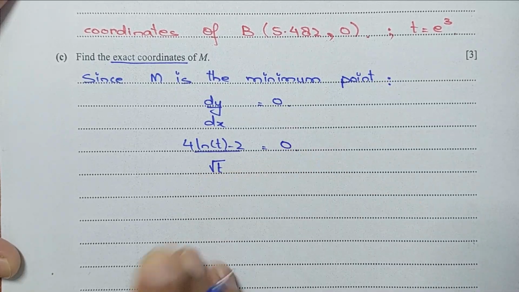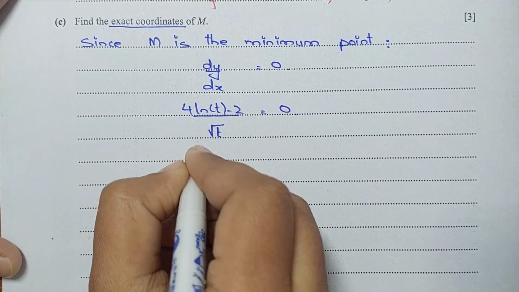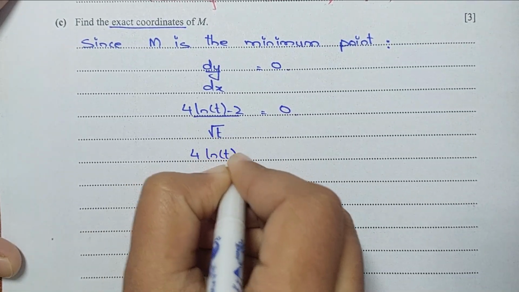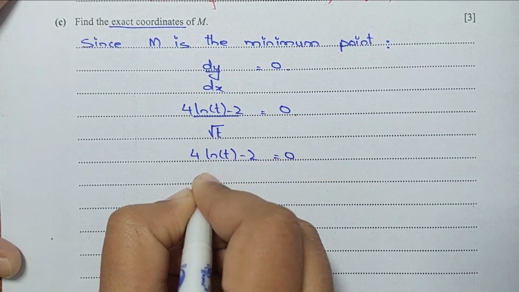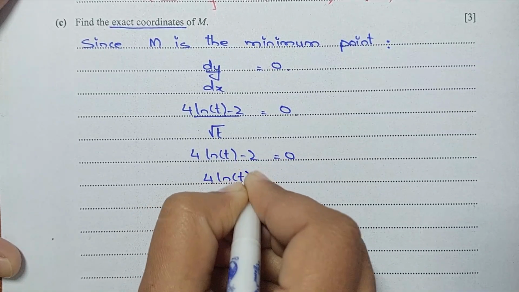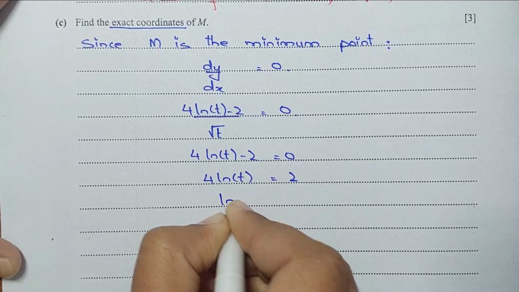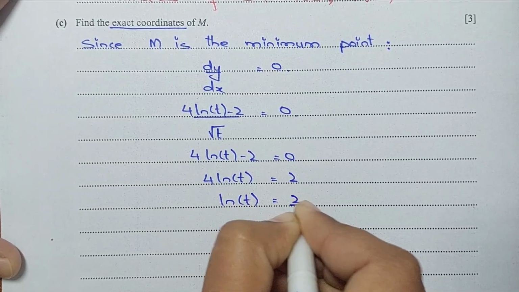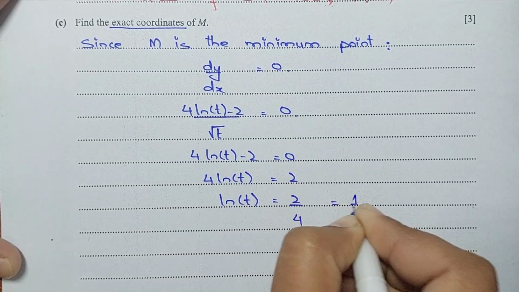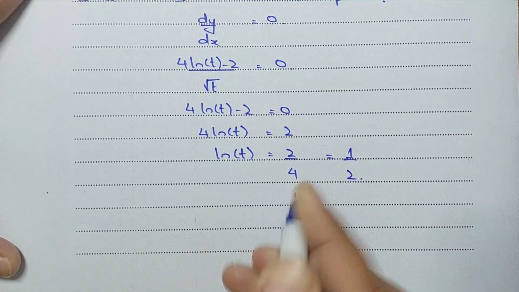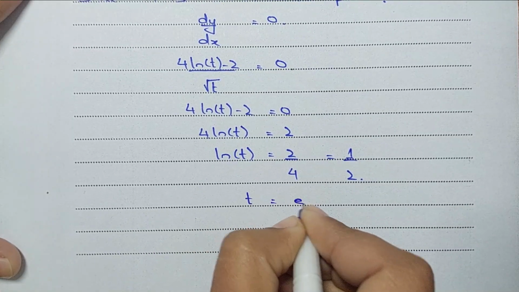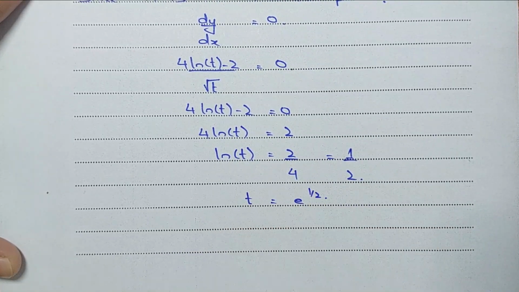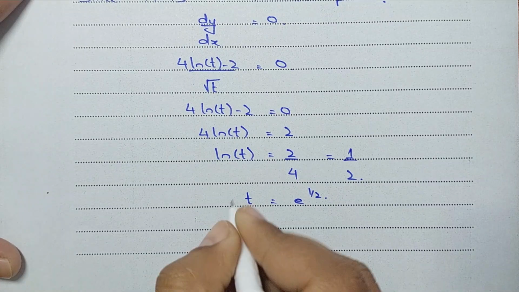This is equal to 0. Now here we have to solve for t. 4 natural log of t minus 2 equals 0. 4 natural log of t equals 2. Natural log of t is equal to 2 over 4, which is 1 over 2. And what is t? t would be equal to e to the power 1 by 2. This is the value for t.